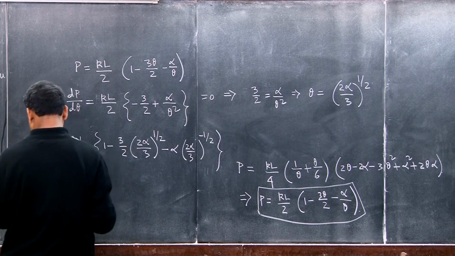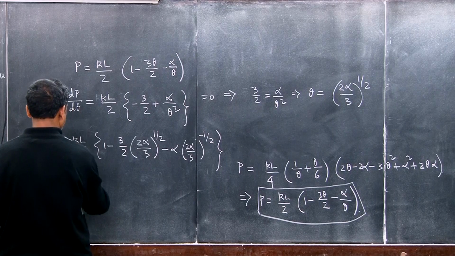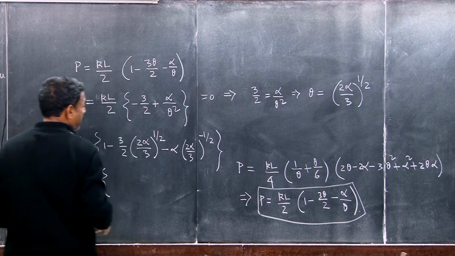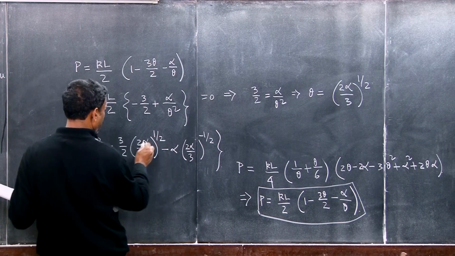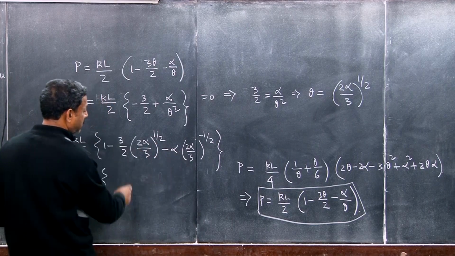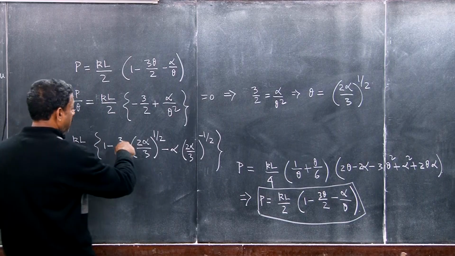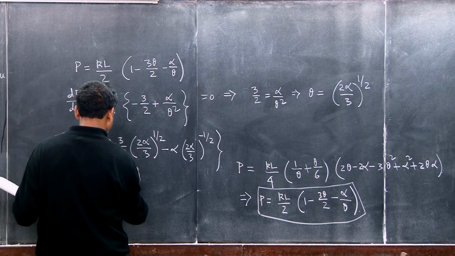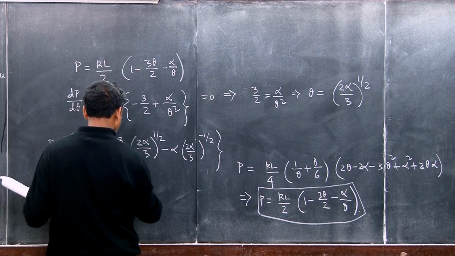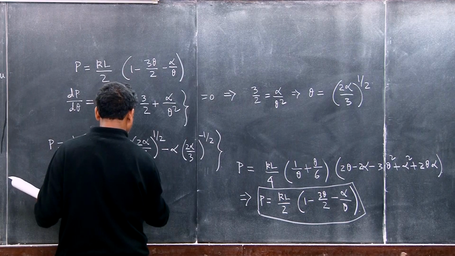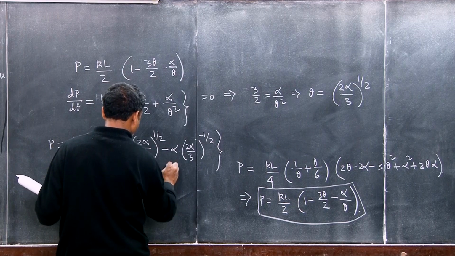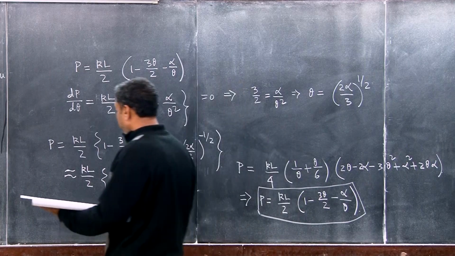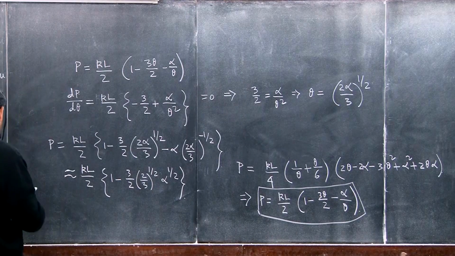So, you see that this we can approximate, KL by 2. Of course, this term will be dominating over this term because alpha is small, right. So, you will take the square root. You see that. So, I can write 1 minus 3 by 2, whatever 2 by 3, whatever half is there, alpha to the power half.